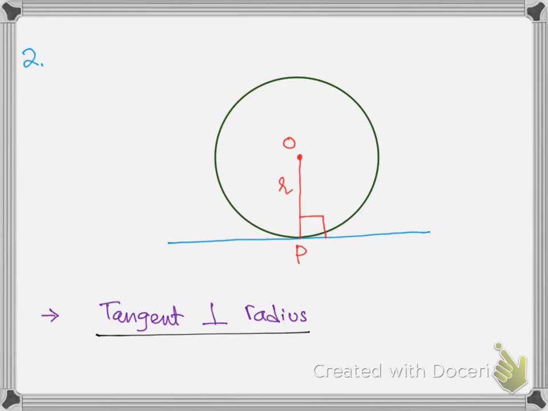Number 2, tangent is perpendicular to radius. You have done this property as well. This is the radius and this line is the tangent, and according to property number 2, according to this rule, the tangent is perpendicular to the radius. This angle is 90 degrees.